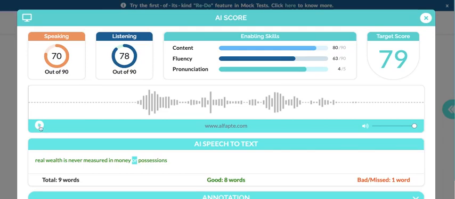Okay, so let me just play my voice to you. Real wealth is never measured in money or possessions.